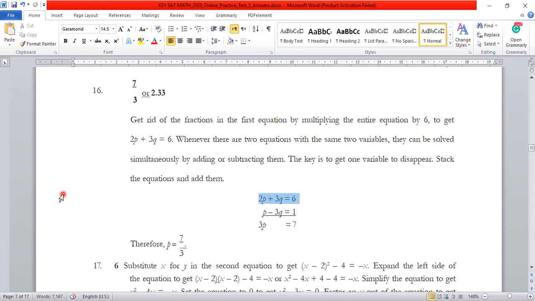For 16, I got 7/3. Absolutely right, because as I was saying, you can use the elimination method, and you can also get rid of the fractions by multiplying. Here they have used the elimination method, and they are getting the value P equals 7/3. So this was all about that.